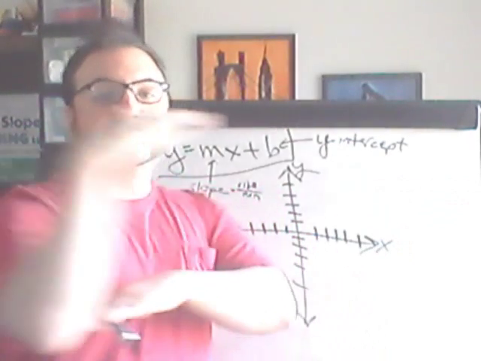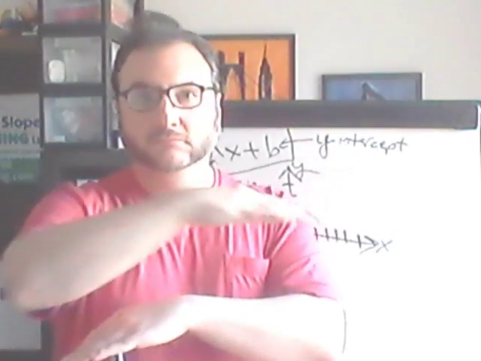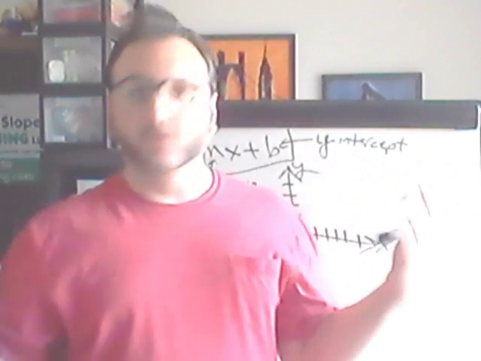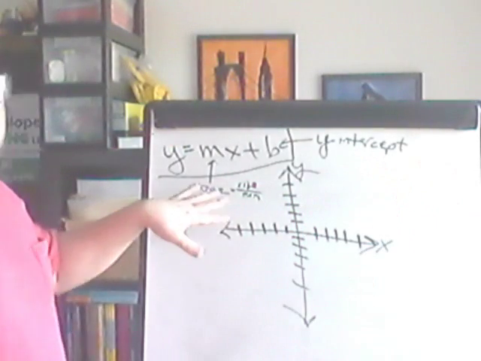And then the run is running across. How many spaces I'm going to go across, either way. Could be to the left, could be to the right, whatever, okay? So we'll get to that in a second.